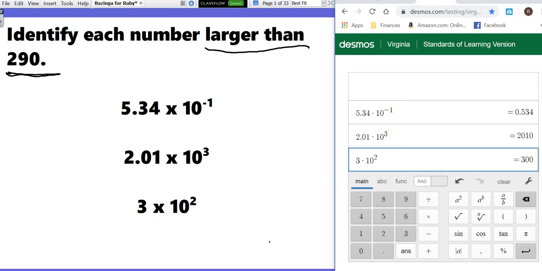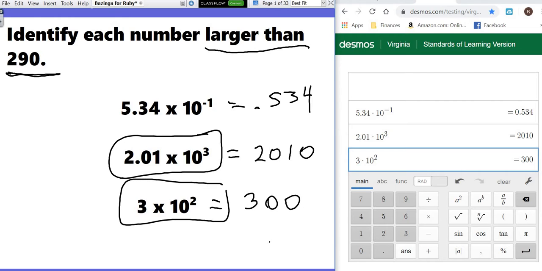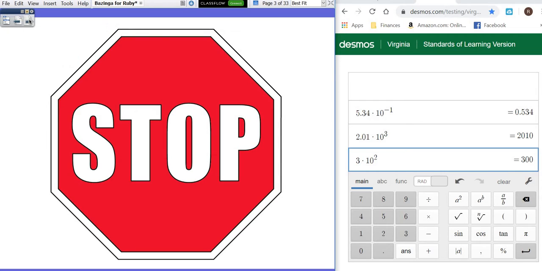So it says identify each number larger than 290. Well, this one is only 0.534, so that's not larger than 290. This one is 2010, so that one is definitely larger than 290. And this one is 300, which is barely larger, but it is. So there are those two answers. All right, so let's go on and try the next one and see what we get to.